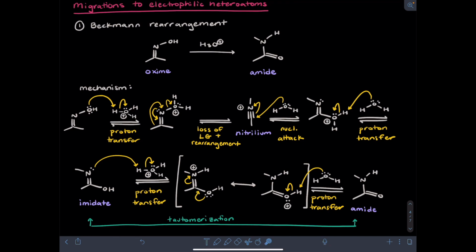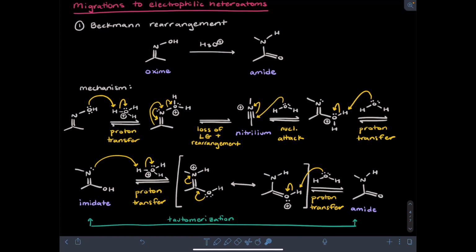So looking at the second half of the mechanism, the conversion of the imidate into the amide final product, this would be an acid-catalyzed tautomerization reaction, where recall that tautomerizations are rapid equilibria between two different forms of a molecule, where which product is favored, like the amide compared to the imidate, is dictated by how strong the bonds of the product are.